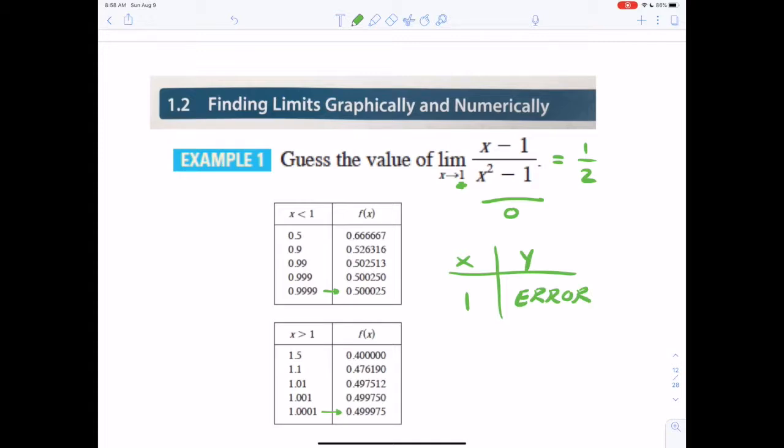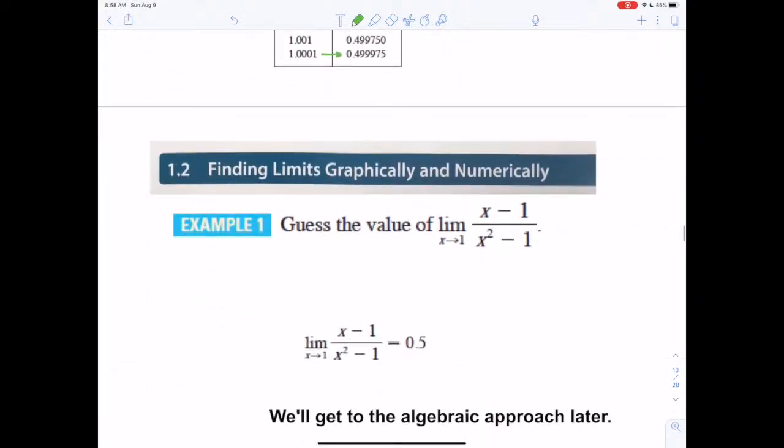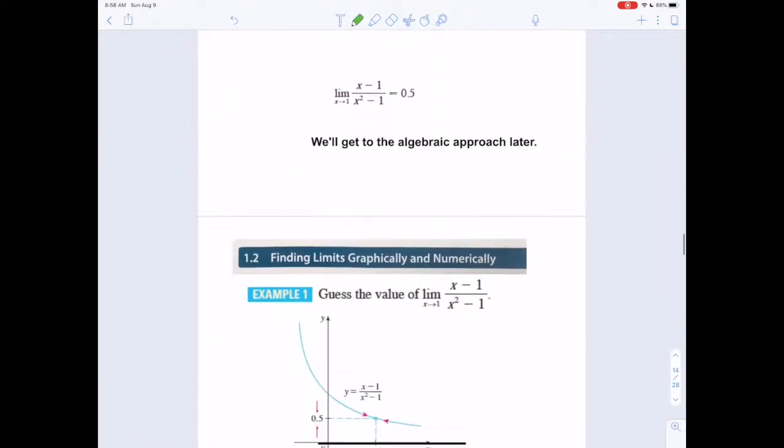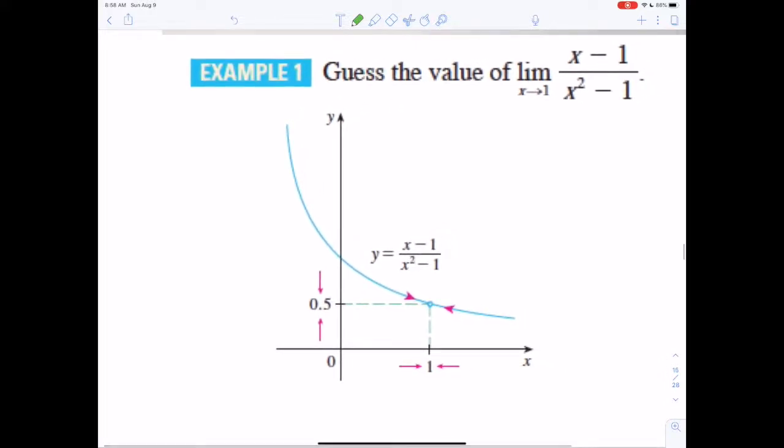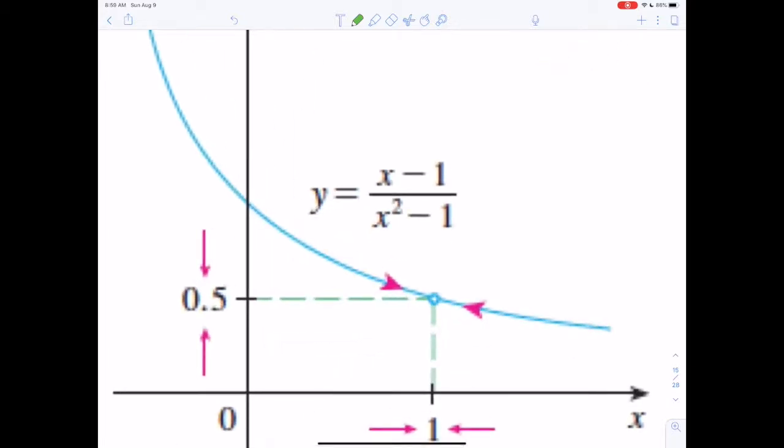You want to get arbitrarily close, okay? All right, so here's the graphic part. This is what it looks like graphically, okay? As we get closer to 1, if you notice the graph, there's actually a hole there. So does that mean the limit doesn't exist, right?